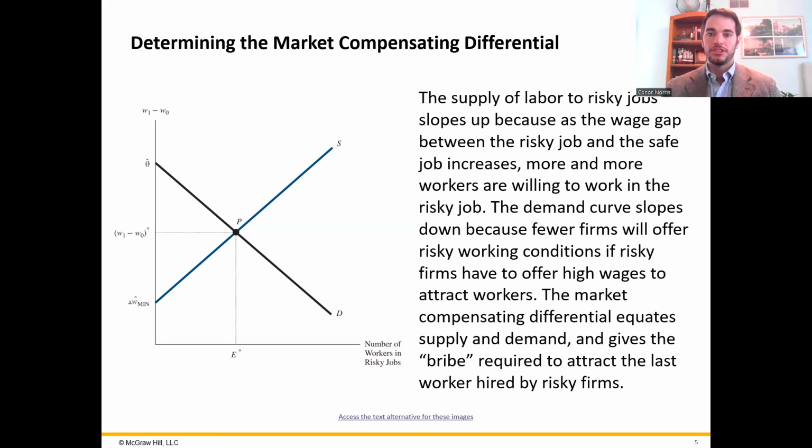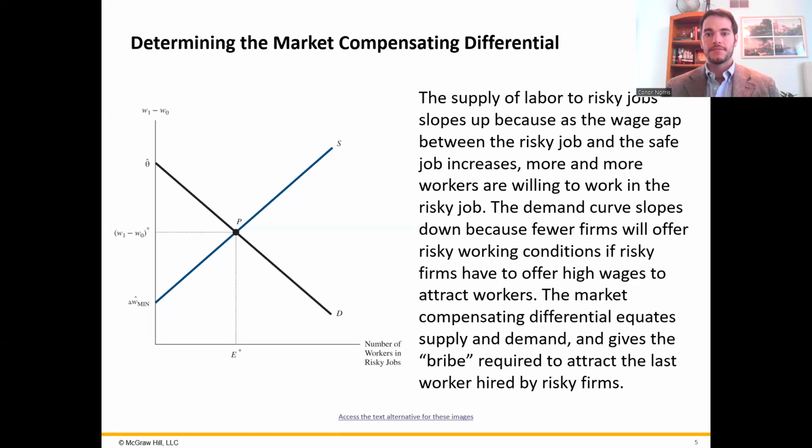So the compensating wage differentials for a labor market are determined by the interaction of supply and demand. In this case, we see that at point P, this is the equilibrium point. That W1 minus W0 star here, that's the compensating differential. And E star is the number of workers that choose to work in the risky job. The equilibrium wage differential is positive. That's because workers need compensation for the additional risk. So the compensating differential here is positive, and that's above the wages that they're receiving, or that they would receive for the safe job.